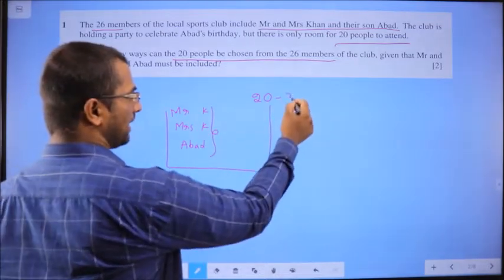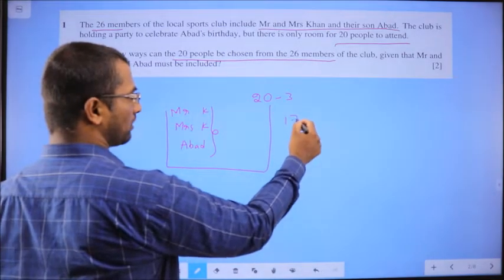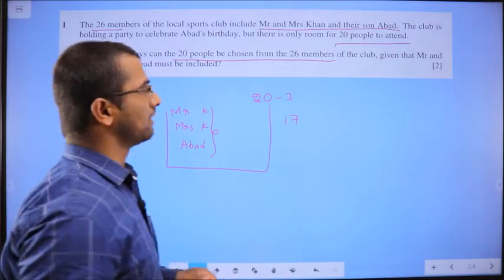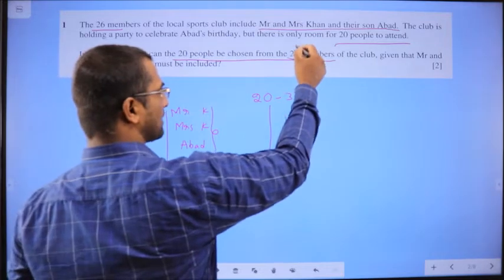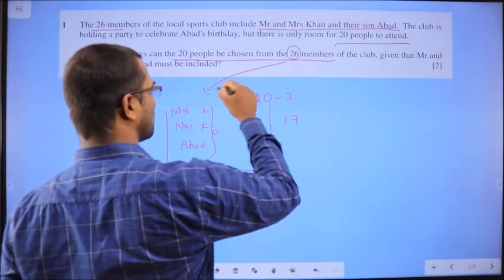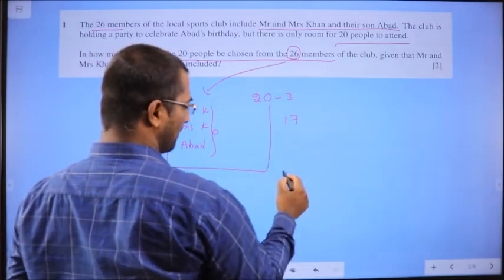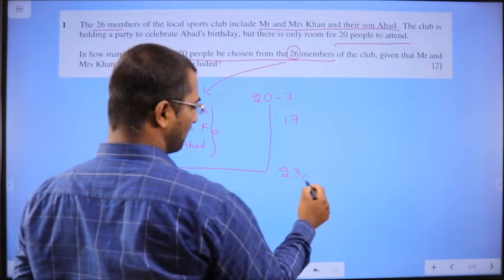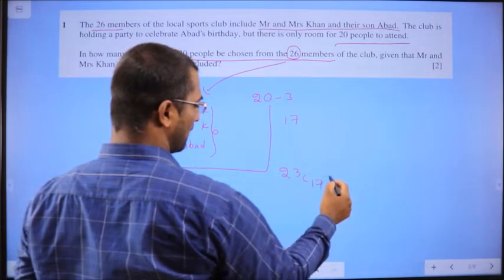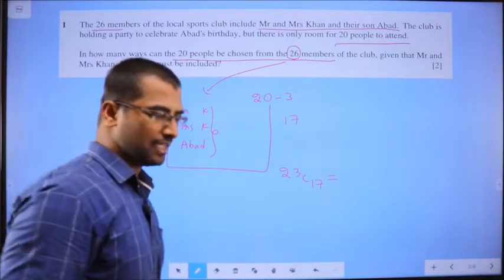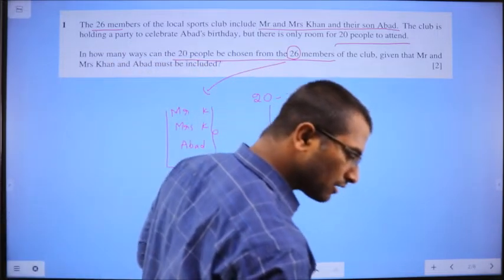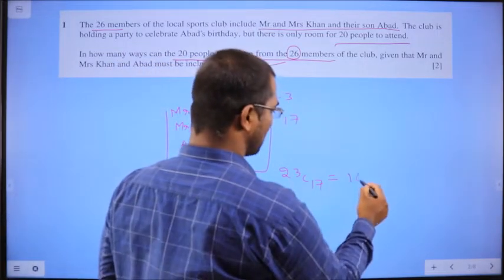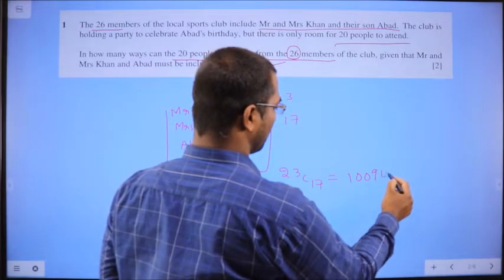So these three are present. Minus 3, I need 17 more. From how many people? Earlier there were 26. Now these three are gone, so 23 are left. From 23 I need 17 people. So the answer will be 23C17. Put this in the calculator, you get 100947.